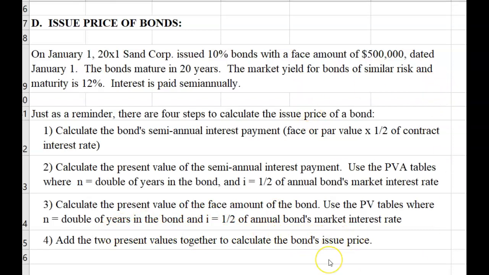Let me give you a rule of thumb. When you are looking at the present value tables, when calculating the issue price of a bond, always, always, always use the market rate of interest. When calculating the issue price of a bond, you only use the contract rate of interest when you are calculating the semi-annual interest payment. You're not looking at a present value in the table in this calculation. In steps 2 and 3, you are looking at present value tables, so use the market interest rate.